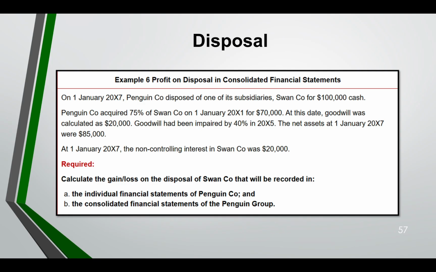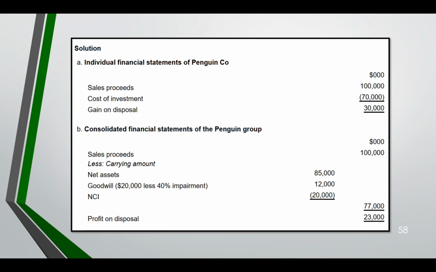Example 6. You have to calculate the gain or loss when they dispose of a subsidiary, in the individual financial statements and also in the consolidated statements. Here they have disposed for 100,000 cash. They have acquired 75% for 70. Goodwill was 20. Goodwill was impaired by 40%. Net asset was 85. NCI was 20. Everything is given. You just have to put it in.